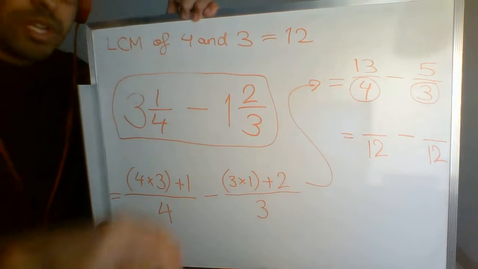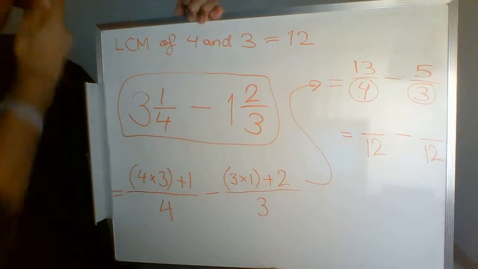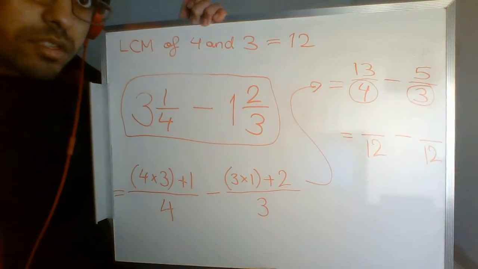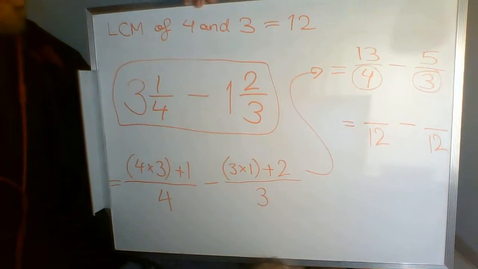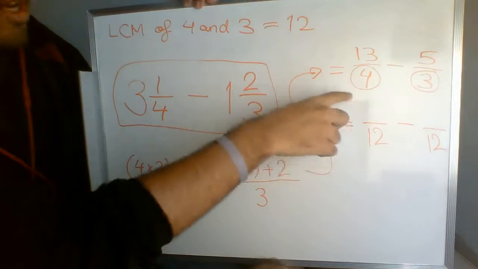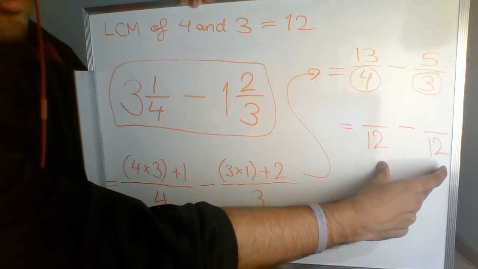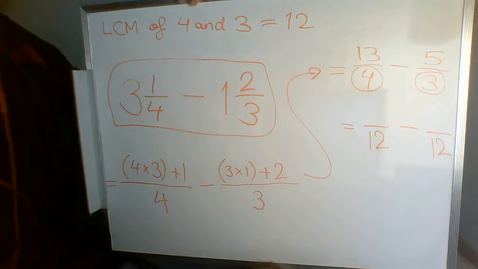Okay, I hope you guys can see everything clearly. It looks all right. Okay, yeah. So we want denominators of 12 for both of those fractions.